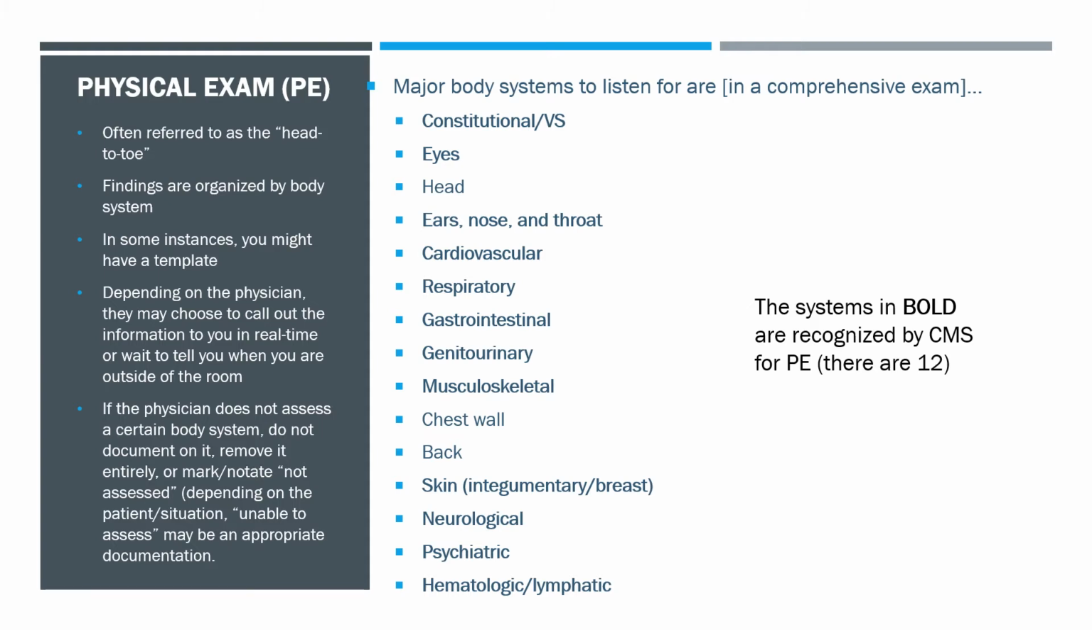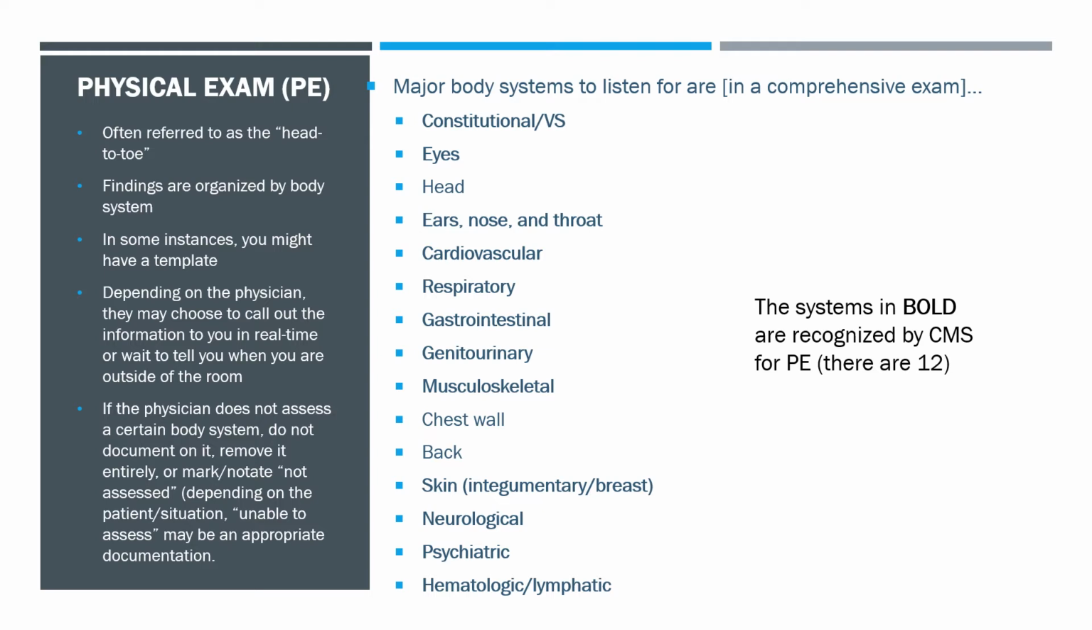So the PE, or physical exam, again, is under objective. This is often referred to as the head-to-toe examination. Findings are organized by body system, as you can see here on the right, the major body systems that you would be listening for in a comprehensive, so overall thorough, examination. The systems in bold are recognized by the CMS for physical exam, and there are 12 of those. Findings are organized by body system.